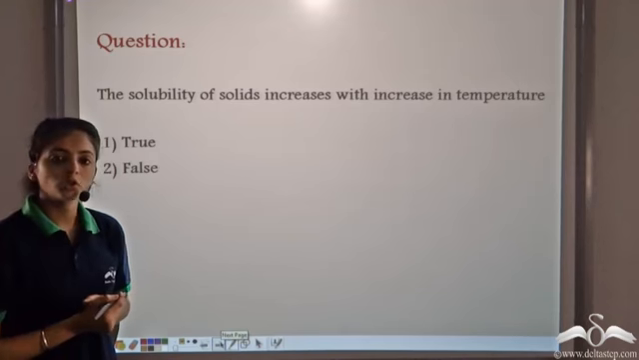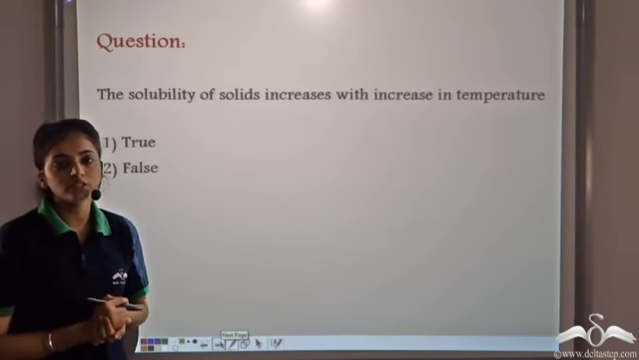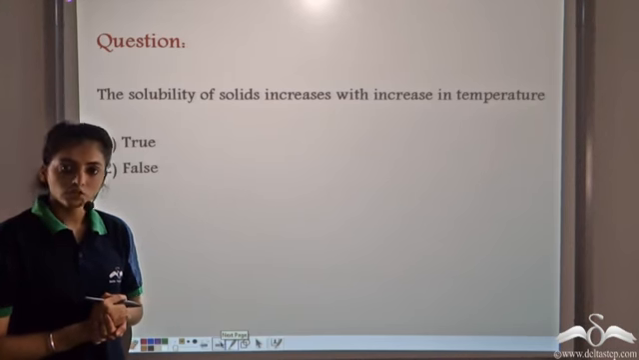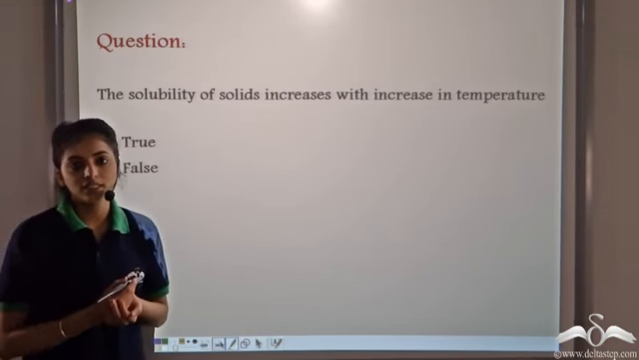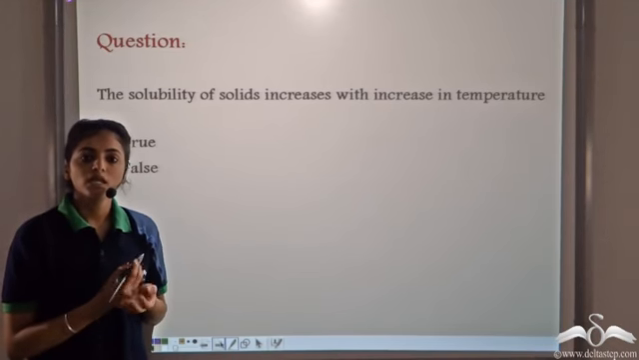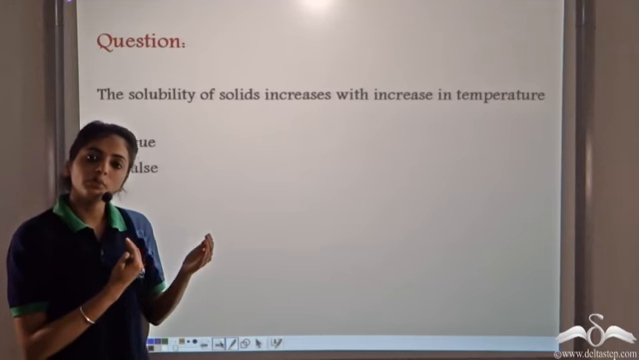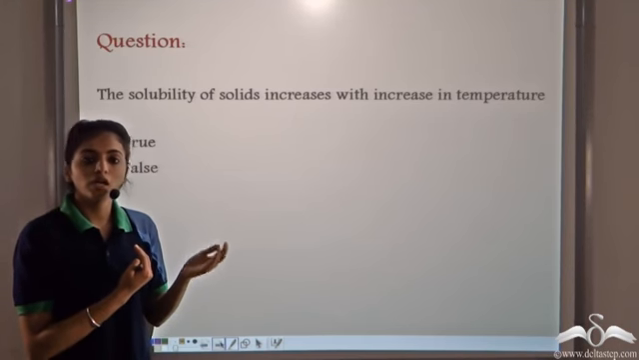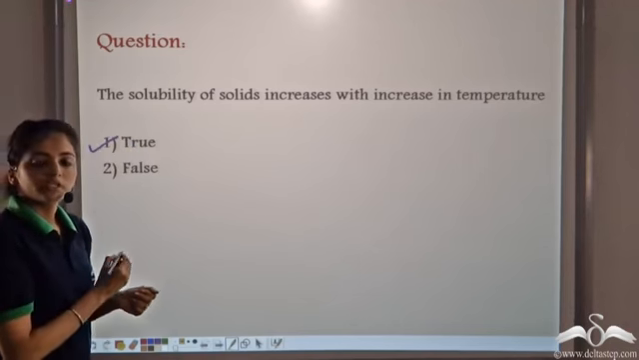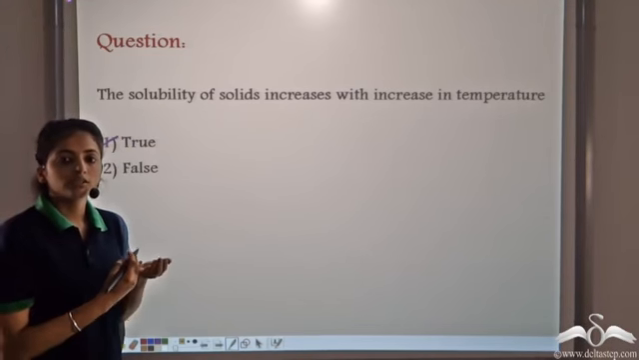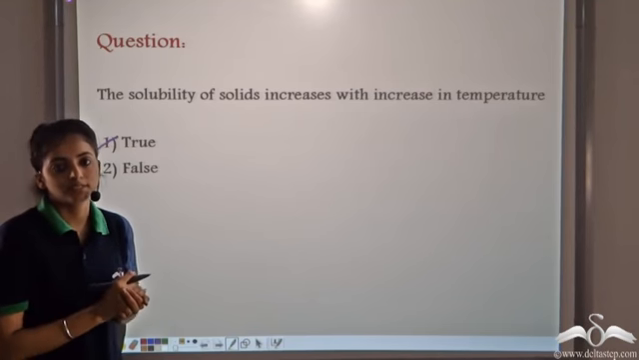So the solubility of solids increases with the increase in temperature. Is it true or false? So we know that the solubility of the solids increases with the increase in temperature. This is because as we increase the temperature, the intermolecular spaces between the solvent particles increase, and so more number of solute particles can be dissolved. So with the increase in temperature, the solubility of the solid particles or the solute particles increases.